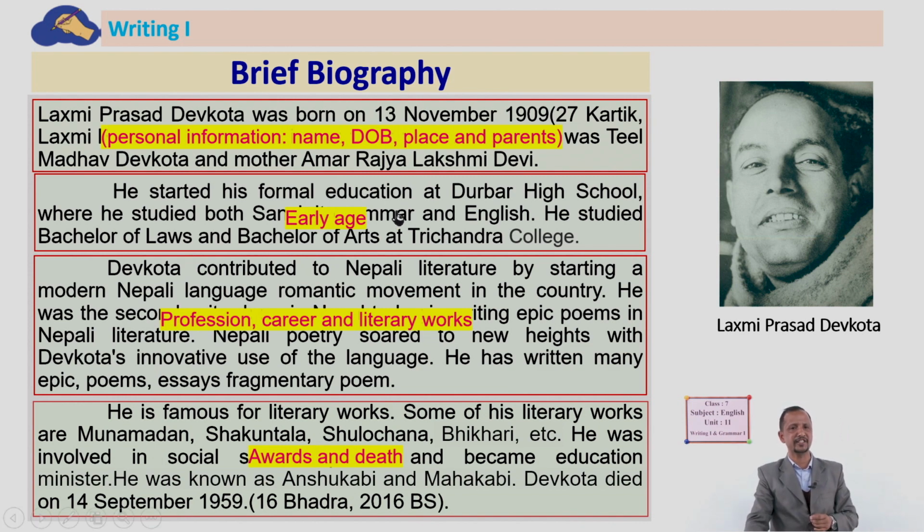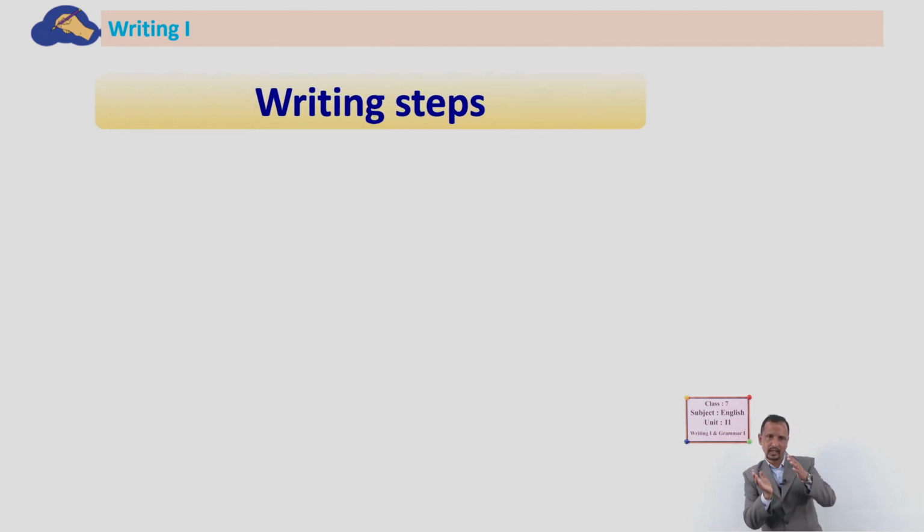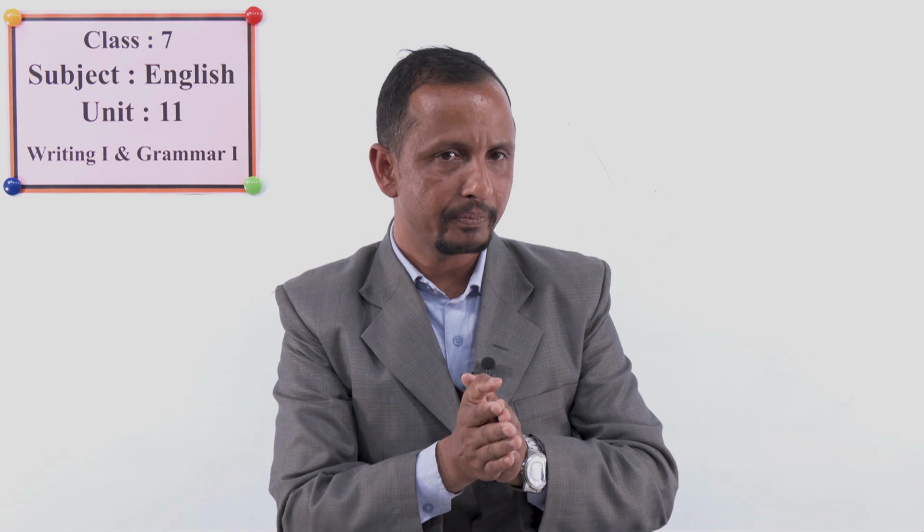The first paragraph: name, date of birth, place, parents, information regarding parents, and earliest life. Second paragraph: profession, career, literary works. Third paragraph: awards and date. Final and last paragraph. So now, dear students, we have read example 1, where the main points are included.